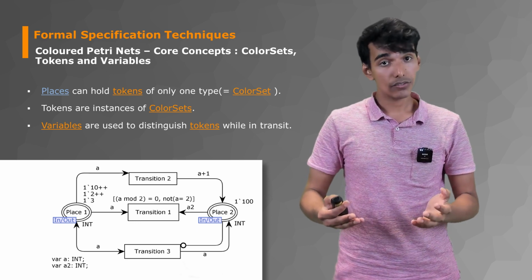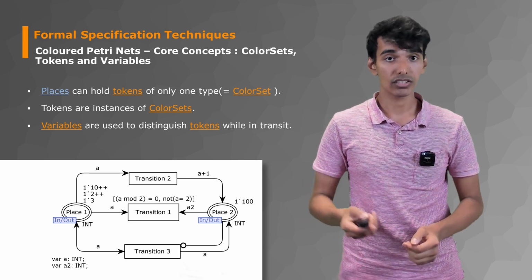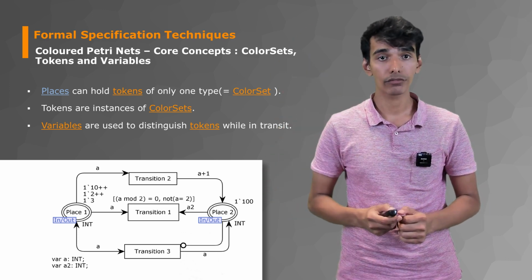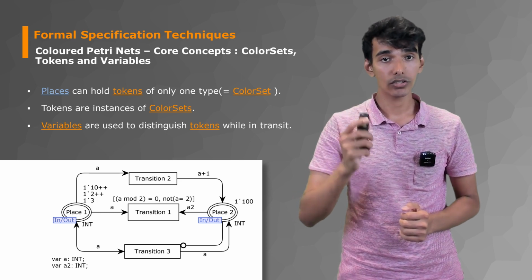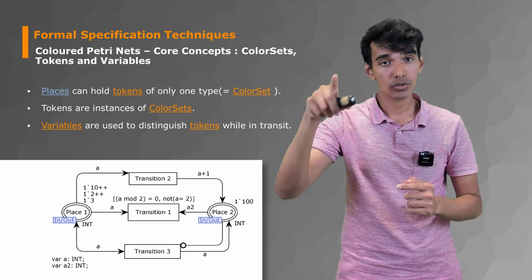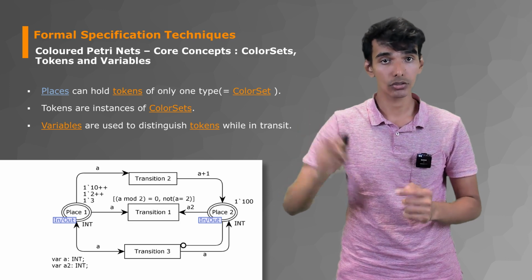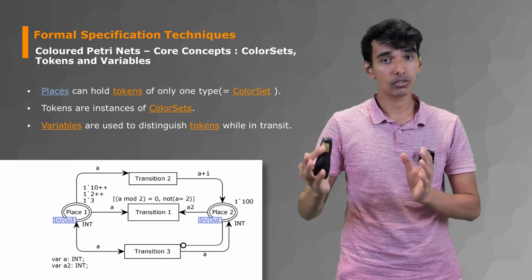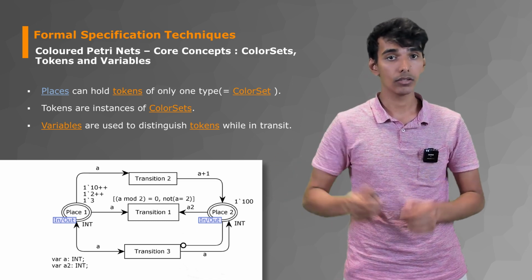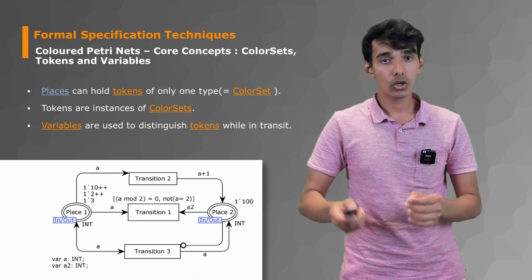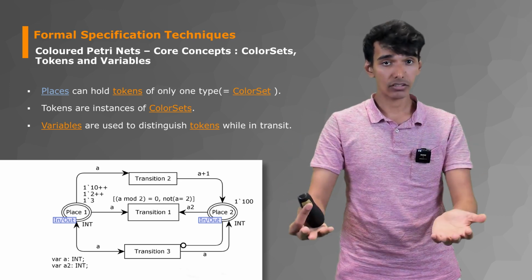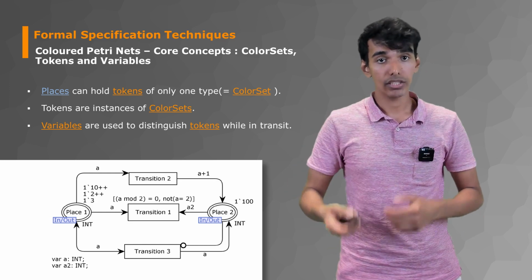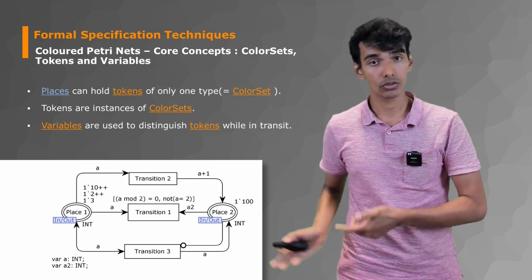Now, we also have this concept of variables. If you see, there is place 1 and transition 2 on the top, and you have this variable a written on the inscription of the arc going from place 1 to transition 2. This helps us to distinguish between the tokens while they are in transit. For example, you may not know when you look at a diagram, or define the diagram, which token, whether it's 10 or 2 or 3, is flowing between place 1 and place 2.